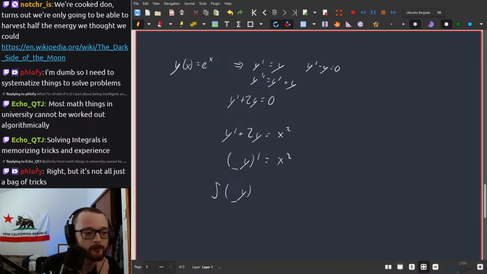Just like an underscore there to say that there's something there. dx is equal to the integral of x squared dx. And then the fundamental theorem of calculus would take care of that. And this thing that is blank here that I haven't written is the integrating factor.